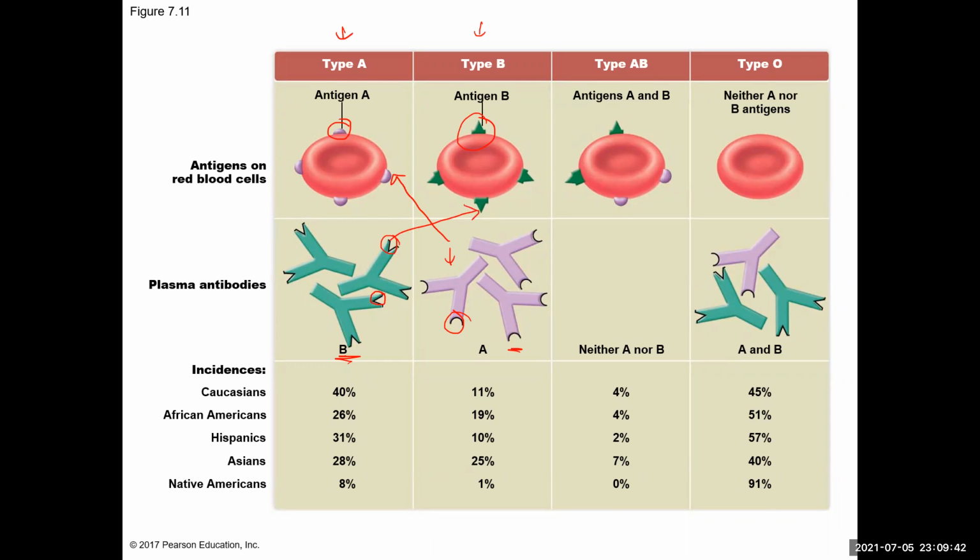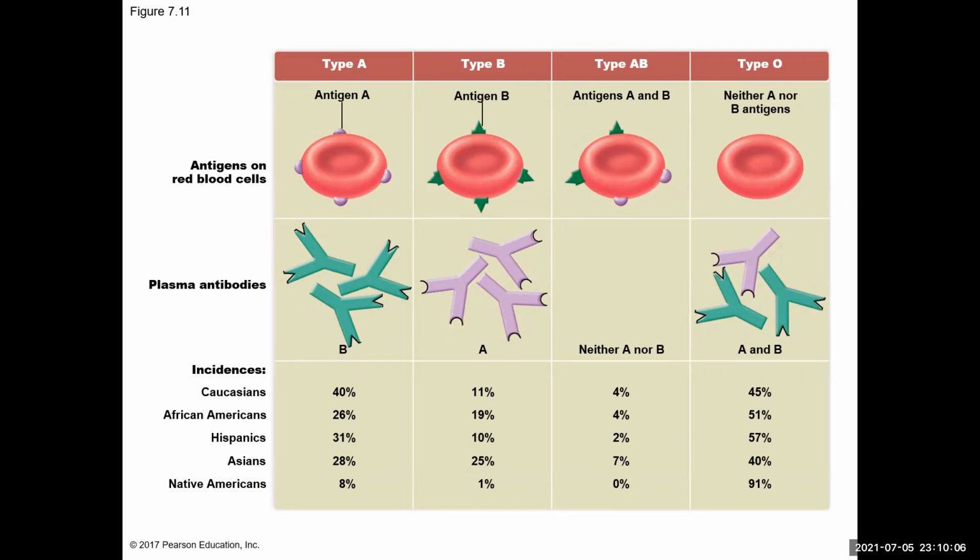Right? So a person with type A blood cannot receive type B because this antibody will bind. A person with type B blood cannot receive type A because this antibody will bind to that antigen. Okay.